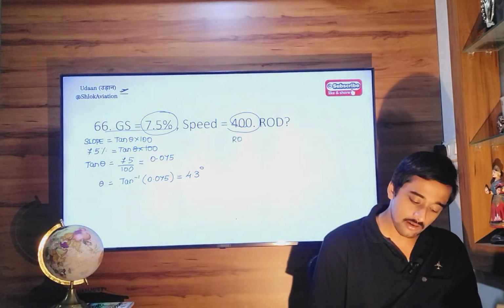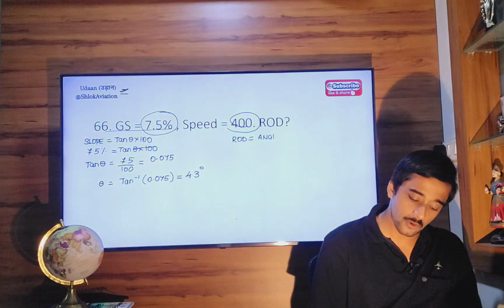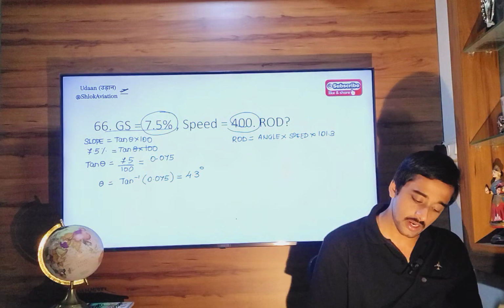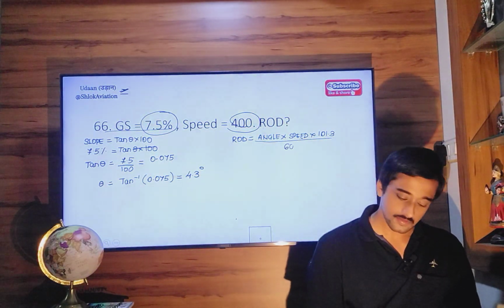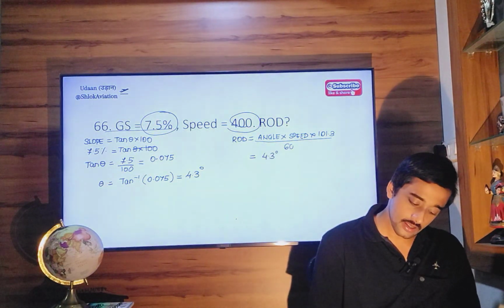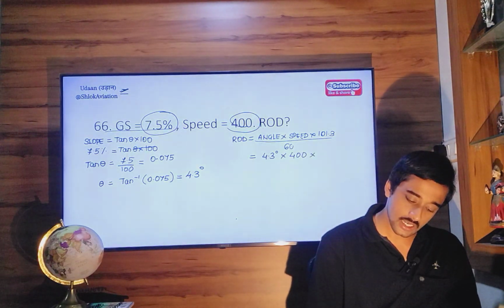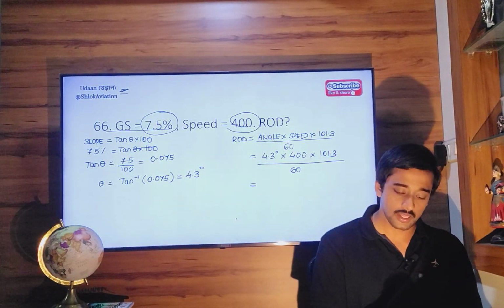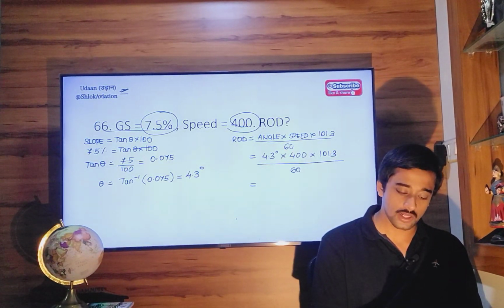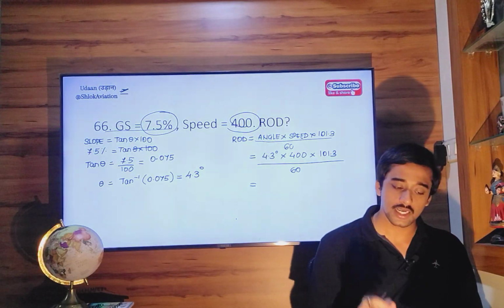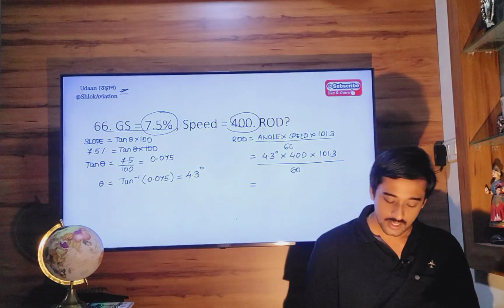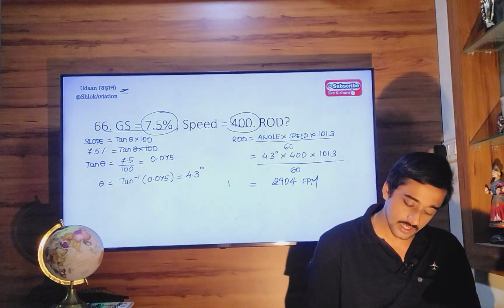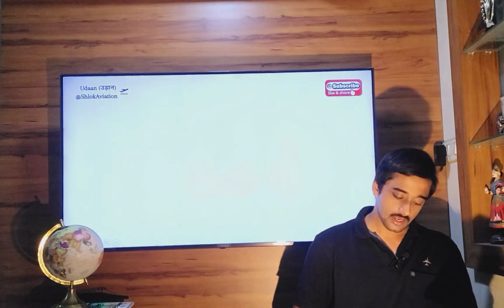So, rate of descent will be equal to glide slope angle of 4.3 degrees into speed into 101.3 feet per minute divided by 60. So, 4.3 degrees into speed of 400 knots into 101.3 feet per minute divided by 60. So, 4.3 into 400 into 101.3 divided by 60 is 2903.9. So, 2904 feet per minute. That is your rate of descent. Next.